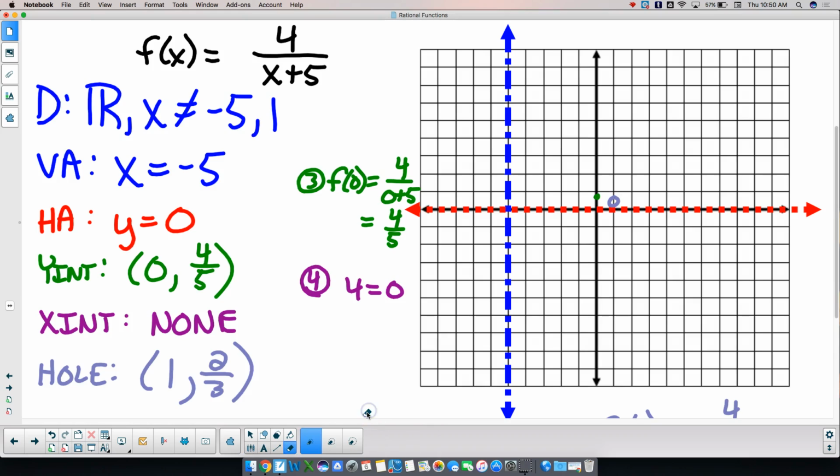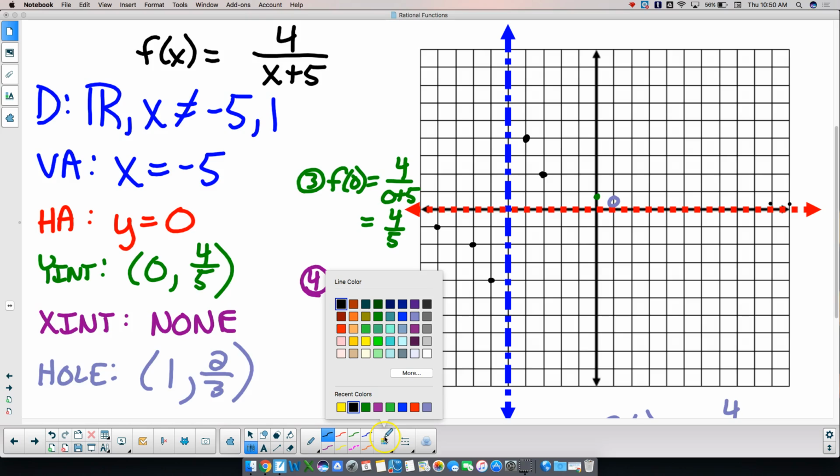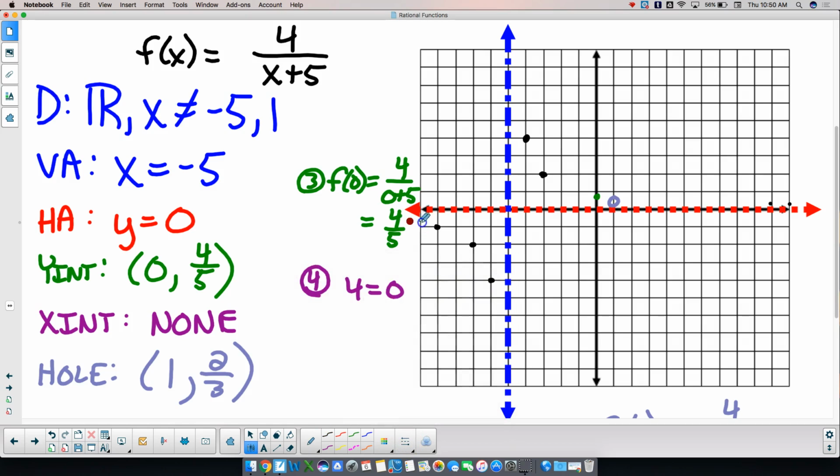Then if I do extra points, if I plug in -4, I get +4. If I plug in -3, I get +2. If I plug in 10, I get 4/15. If I plug in -6, I get -4. -7 is -2. -9 is -1. So my graph comes here. Graph comes here. I stop, lift up, come to the other side, and there it goes.